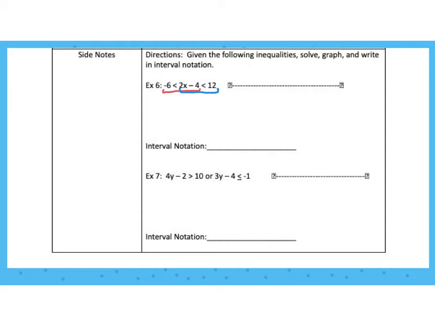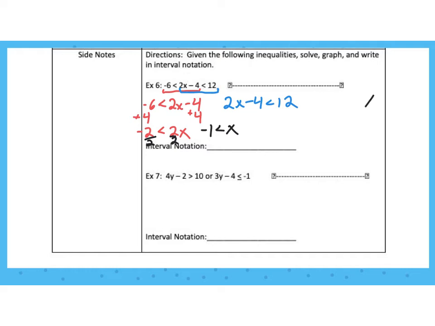But I'm going to split them apart to solve them, just so that I can see what my answers are here. Okay, so the first one is -6 is less than 2x minus 4. The other one is 2x minus 4 is less than 12. Okay, so let's go ahead and just solve these. So the first step is to get that x by itself, so I want to add that 4 over. -6 plus 4 is -2, is less than 2x. And then I need to divide by 2. It's a +2, so I don't have to change the sign, but -2 divided by 2 is -1. So I have x is greater than -1.